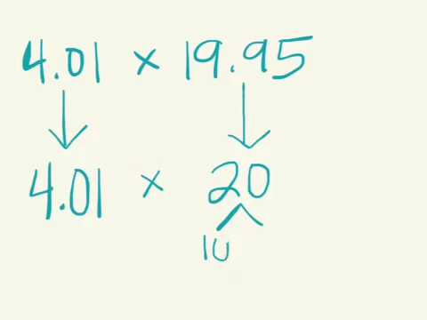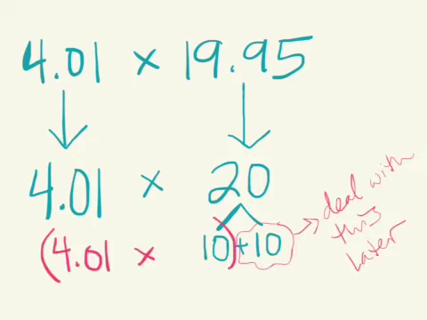If I know that 20 can be made of 2 groups of 10, 10 plus 10, what I could think of is I could just do 4.01 times 10 and deal with this other 10 later on and just ignore it for right now. Using what we've learned about cheating with zeros and decimals, I know that when I multiply by this 10, that means I'm going to move my decimal over 1 place. And I'm going to get 40 and 1/10.